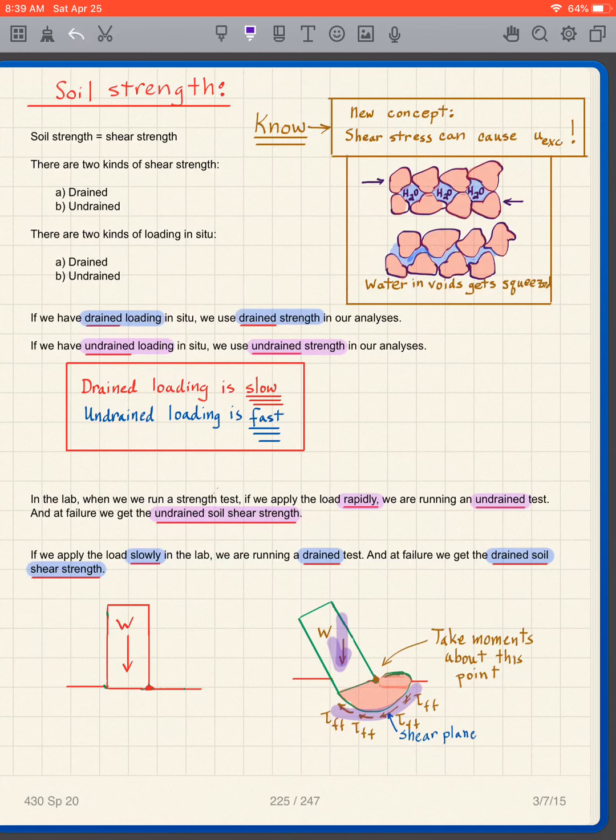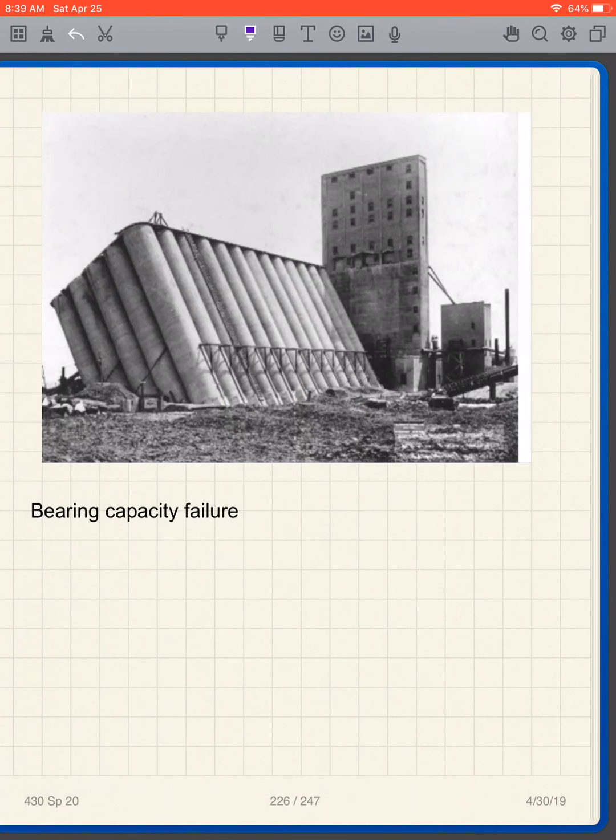The classic picture of this is this right here, where we have what's called a bearing capacity failure. And we can't see it, but underneath here is a shear plane. You can see the soil piled up on this side. So that's your classic bearing capacity failure.